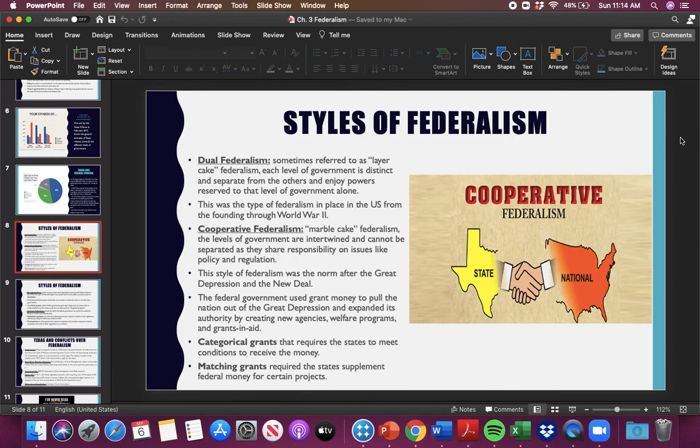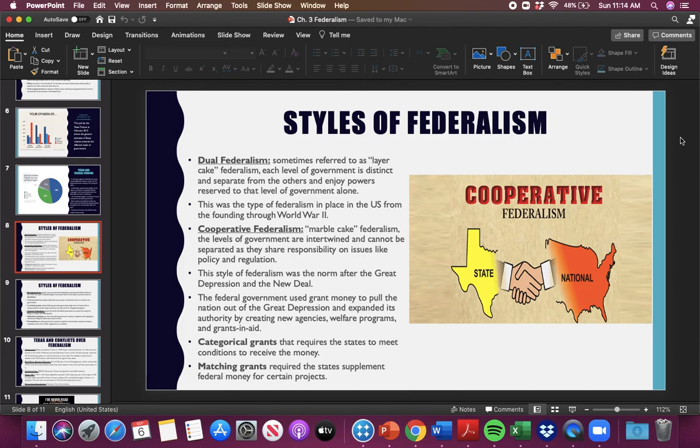This was the type of federalism we had through World War II, up until the end of World War II. Post World War II, we have cooperative federalism, and this is called marble cake. If you've ever had one of those pound cakes that's chocolate and vanilla swirled, that represents the government being intertwined with each other, the state and the federal, and they can't be pulled apart without damaging the whole thing. So that represents cooperative federalism.